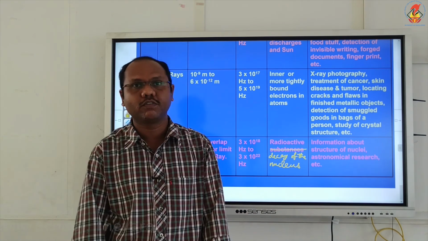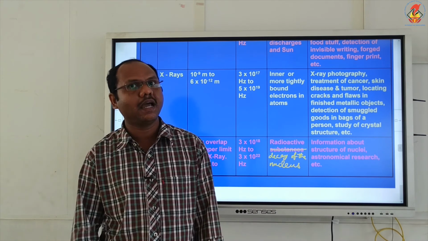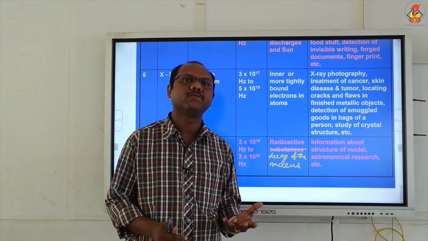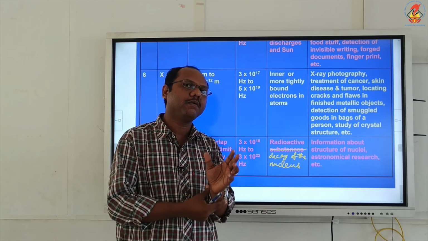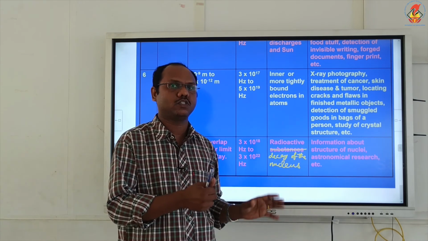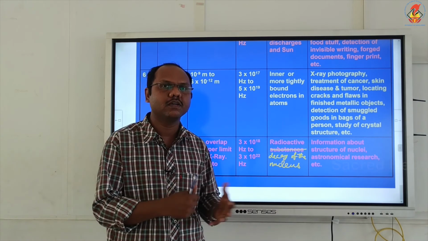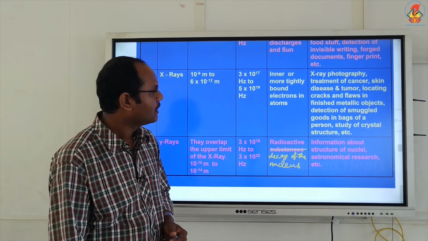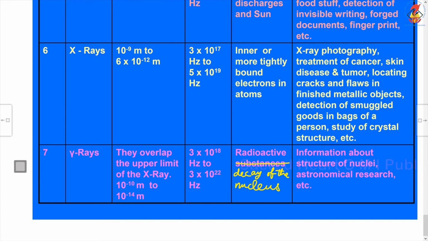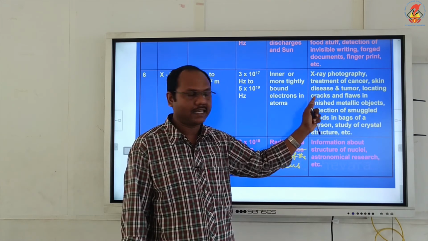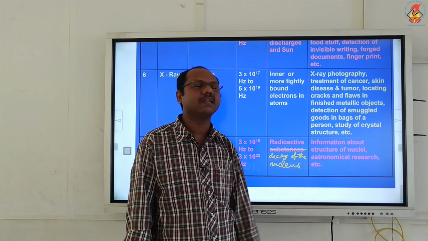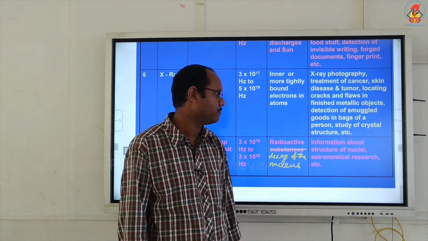What are the uses of gamma rays? The first and the foremost use is treatment of cancer, radiotherapy. So in radiotherapy, we either use X-rays or we use soft gamma rays. Mostly we are using soft gamma rays. Then it will give information about the structure of the nuclei. So remember that crystal structure can be studied using X-ray. The nuclear structure can be studied using gamma rays.